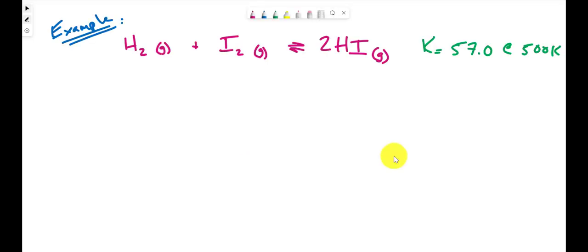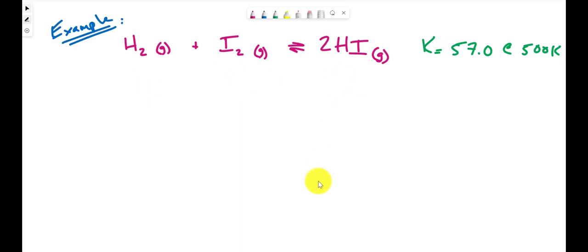So knowing what we know about equilibrium constants and what they really tell us about the ratio of products to reactants when the system is at equilibrium, let's look at an example and see if we can use that to understand if a system is at equilibrium, and if not, which direction it will proceed in a reaction, whether forward or reverse, to achieve equilibrium.